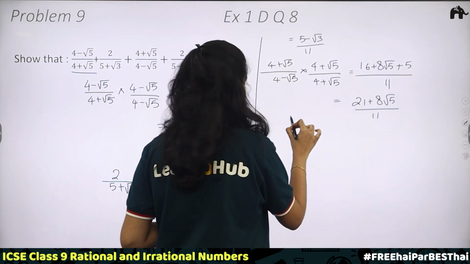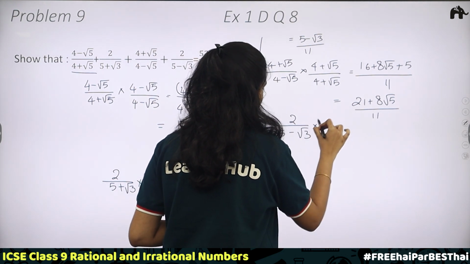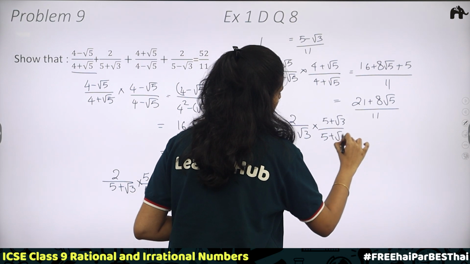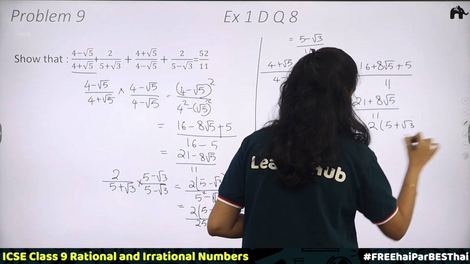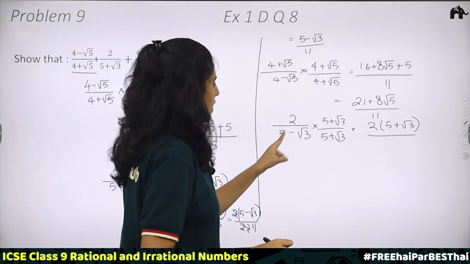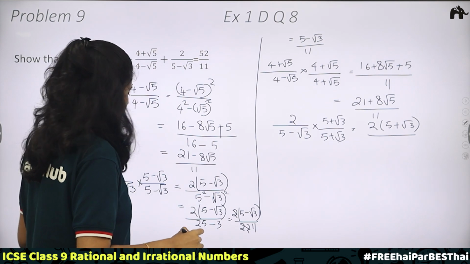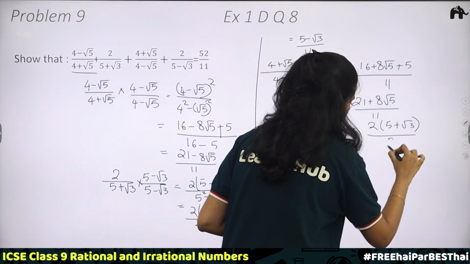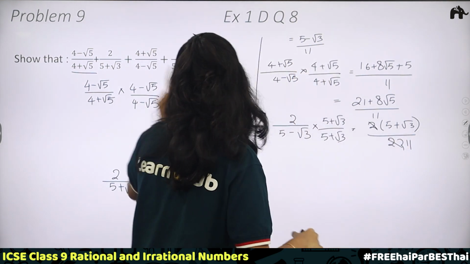Now the fourth term, 2 by 5 minus root 3. Rationalizing factor is 5 plus root 3, which is equal to 2 into 5 plus root 3 divided by denominator 5 minus root 3 into 5 plus root 3. Here we have 5 minus root 3 into 5 plus root 3, which is equal to 22. We are getting 22 again. So this 2 and 22 gets cancelled. You get 11 here. So adding all these.